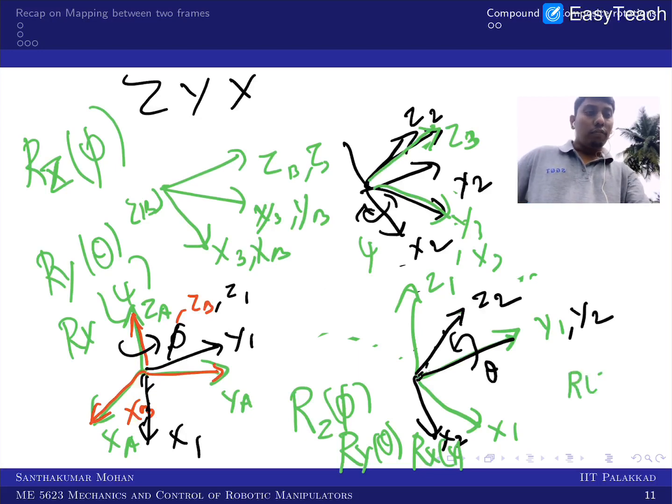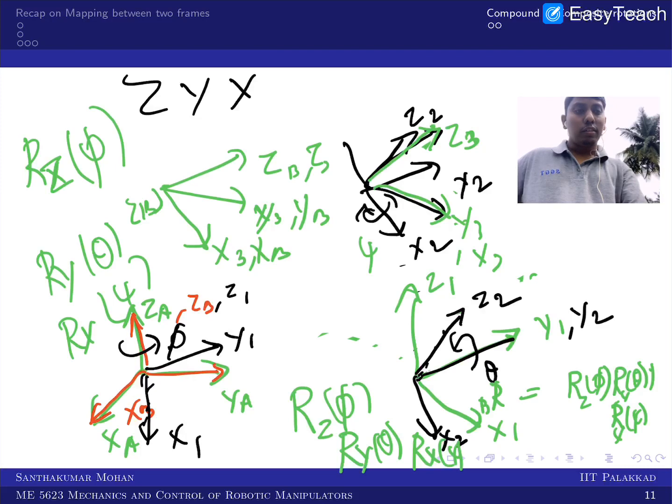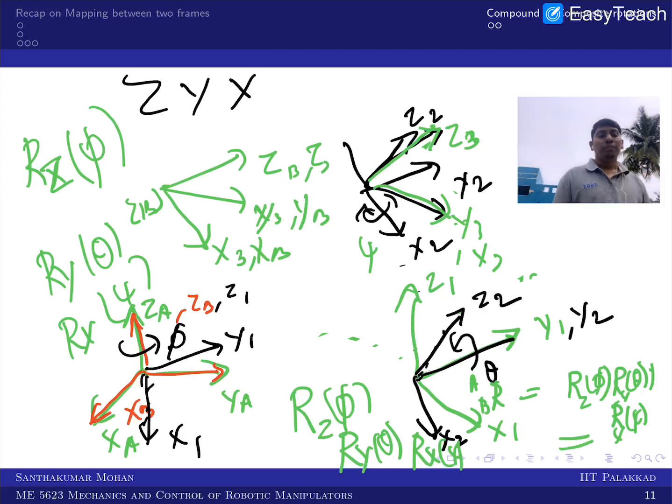I am writing it in a smaller way: this is R phi, R theta, and R psi, where these are z, y, and x. So this is the rotation matrix of B with respect to A. This is the moving frame, the earlier case, as opposed to the fixed angle. Similarly, you can do it with z, y, z, or simply localized x, y, z, all those things you can do.